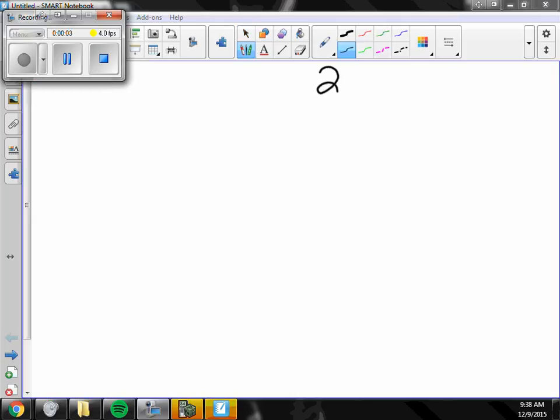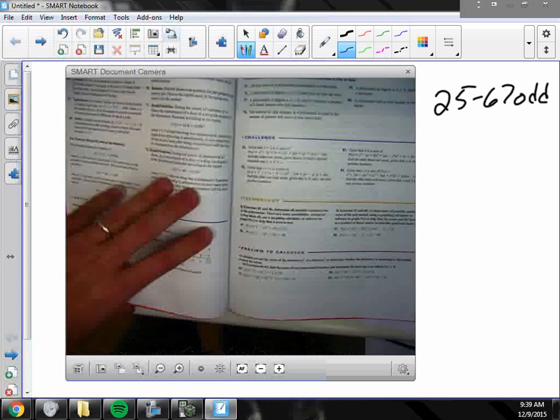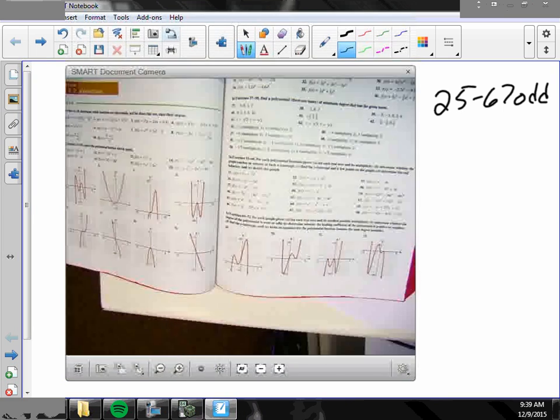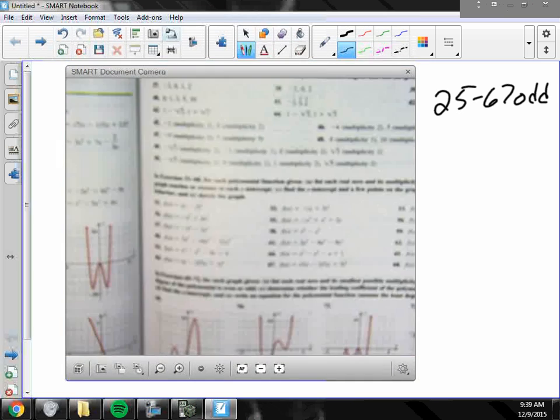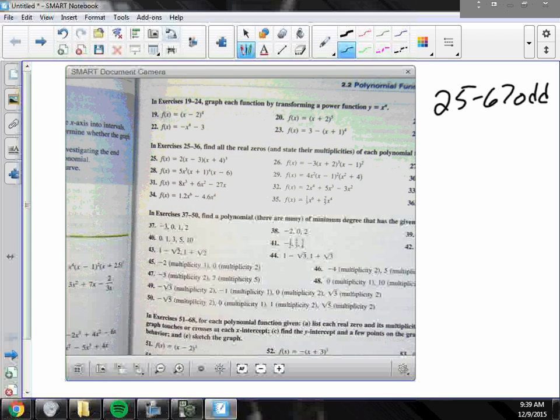Today we are going to do 267A, which is 25 to 67 odd. So if you look at problem 25, it says, find all the real zeros and state their multiplicity of each polynomial function.